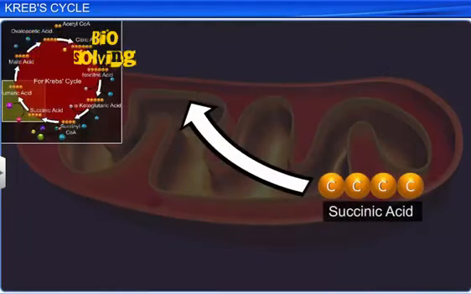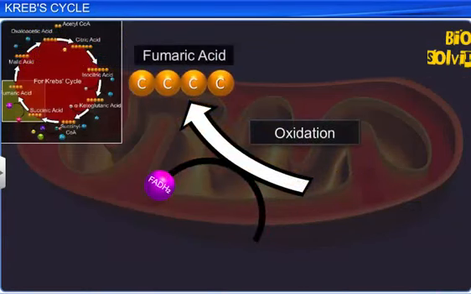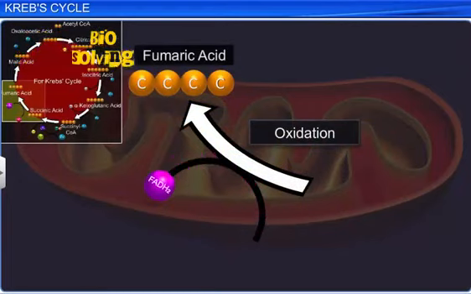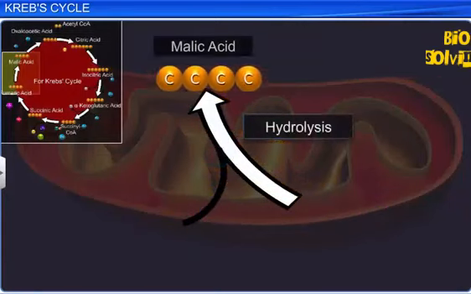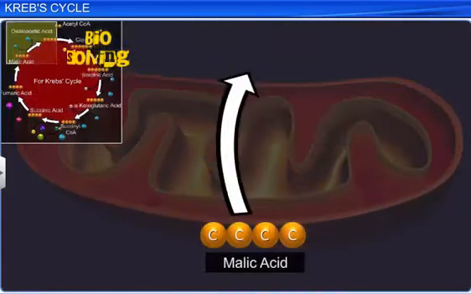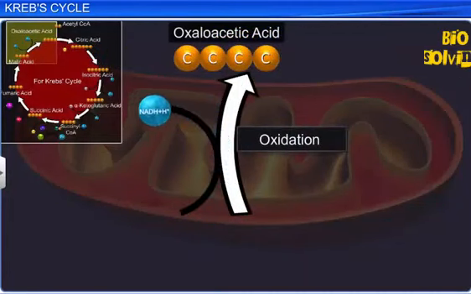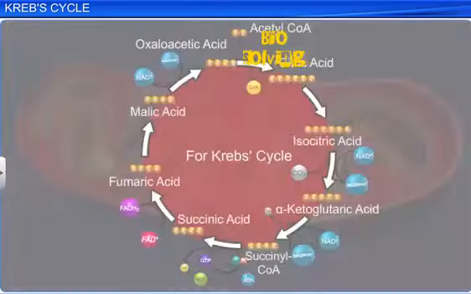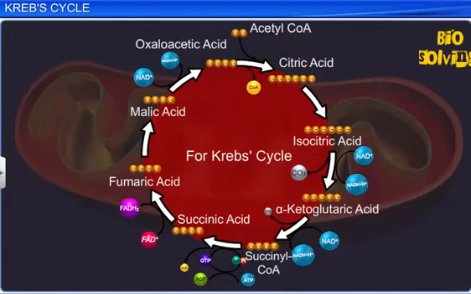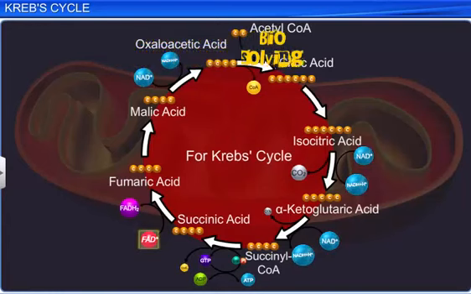The succinic acid formed in the previous reaction is oxidized to fumaric acid with the reduction of FAD+ to FADH2. The fumaric acid is hydrolyzed to malic acid, which is then oxidized to oxaloacetic acid with the reduction of NAD+ to NADH plus H plus ion. For Krebs cycle to run continuously, oxaloacetic acid, NAD+ and FAD+ need to be regenerated.